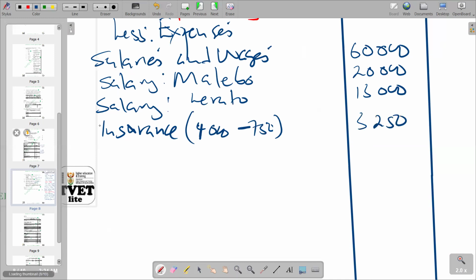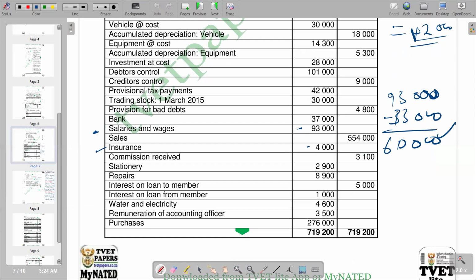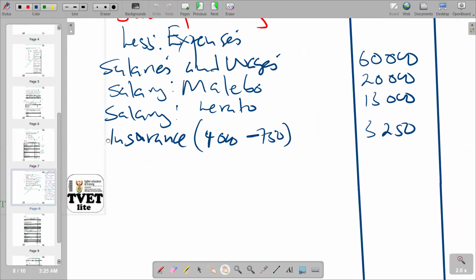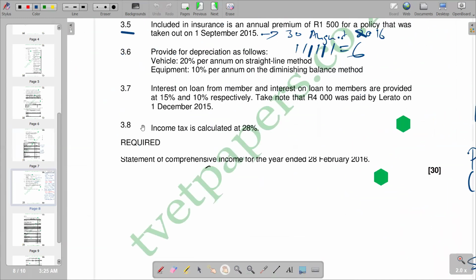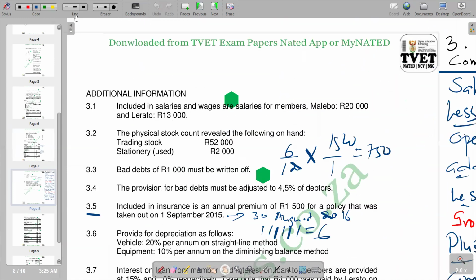Then we can go to check another expense after insurance. We've got commission received, which we adjust under the income. Go to stationery. Stationery is also part of an expense. 2,900 was a chest of stationery. So we need to see if there was stationery remaining at the end of the period, so that it gets subtracted from the figure of stationery to get the one that was used. So 2,900, and then go to balances at the end of our stock to see if there's stationery. You see that here we are given it.